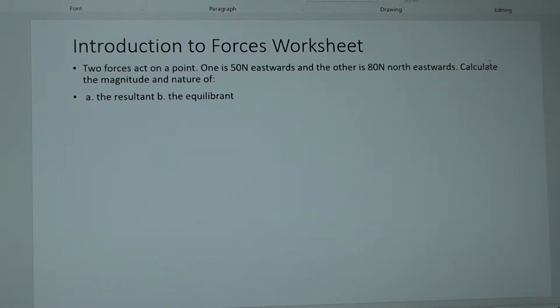Hello, we try to solve this question, one of the problems from your exercise, Introduction to Forces worksheet. So this is question 1. Two forces act on a point. One is 50 newtons eastward and the other is 80 newtons north eastward. Calculate the magnitude and nature of the resultant and the equilibrant.